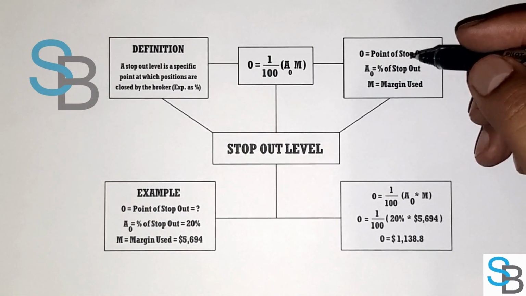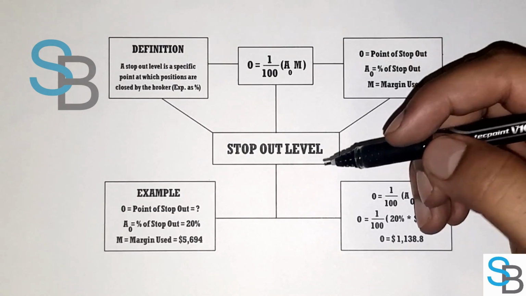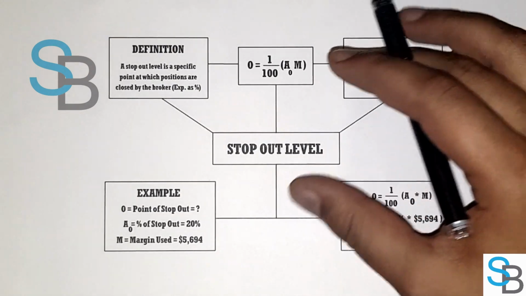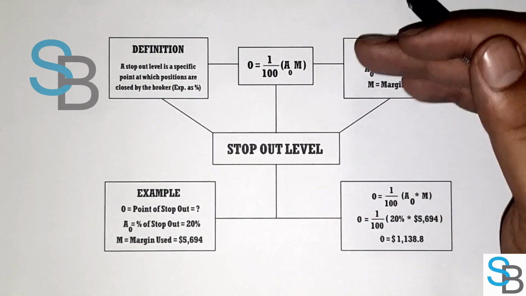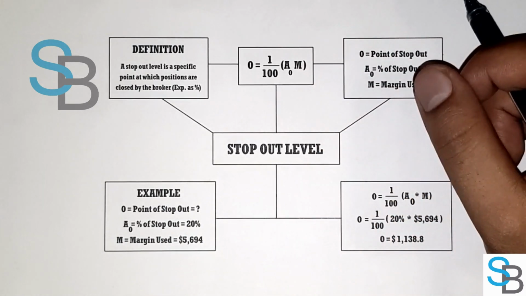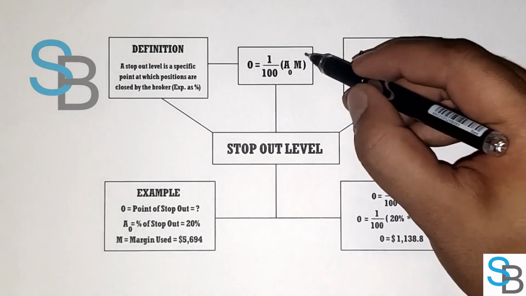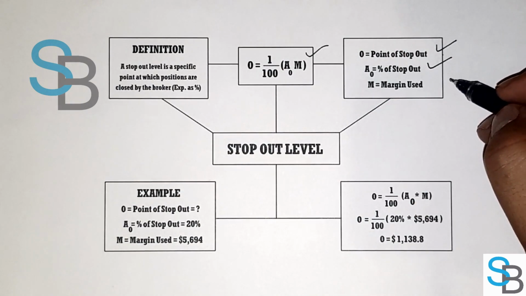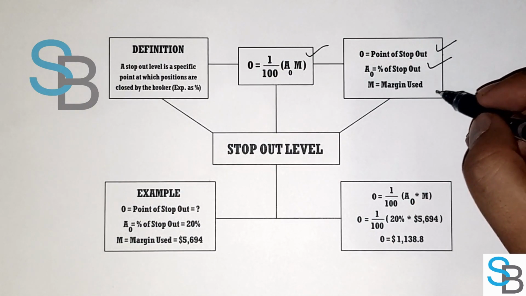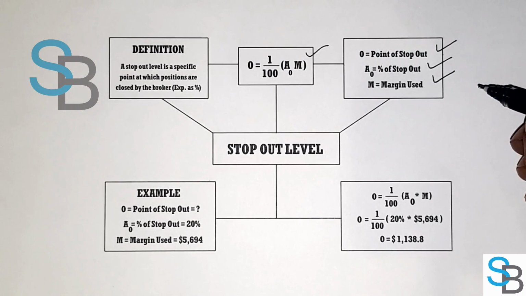After we've had our warning through a margin call and the market moves even further against us, eventually a stop out level is reached when all or some of your trades start being closed forcefully by your broker. In the stop out equation, O is the point of stop out, A sub O is the percentage of stop out our broker has, and M is the margin we've used.